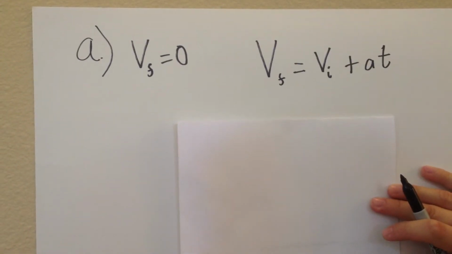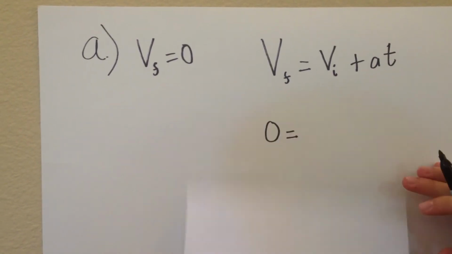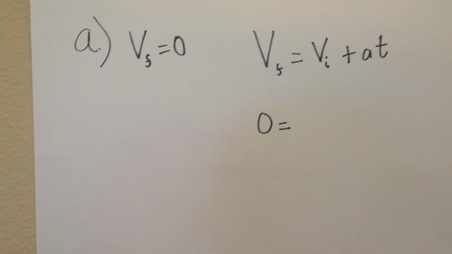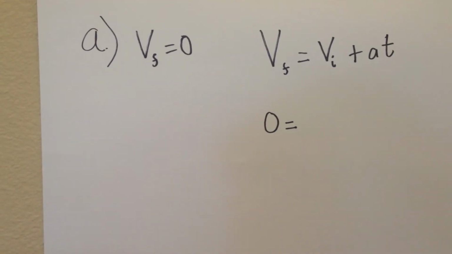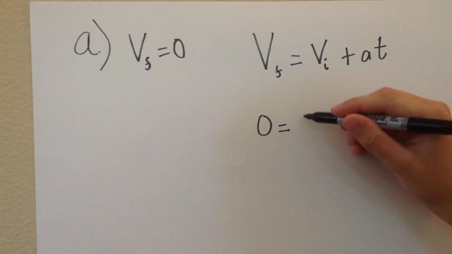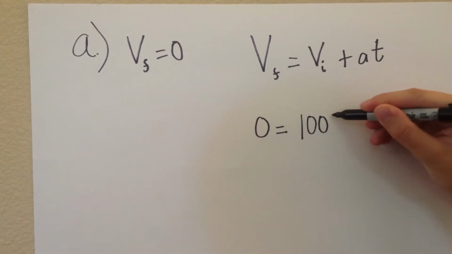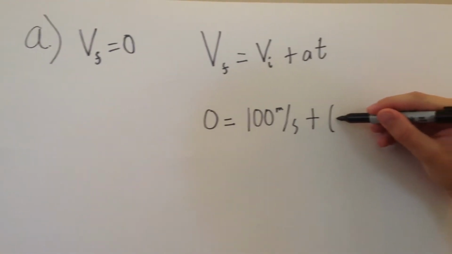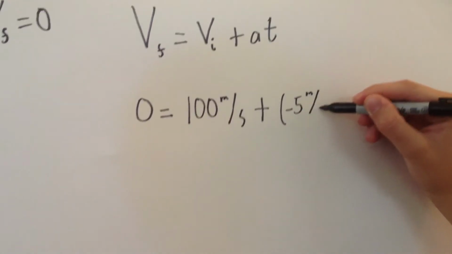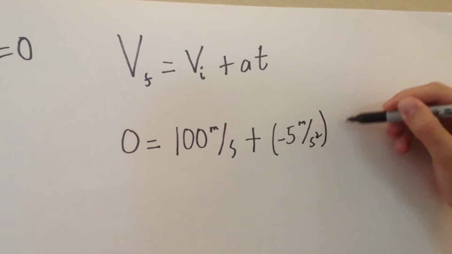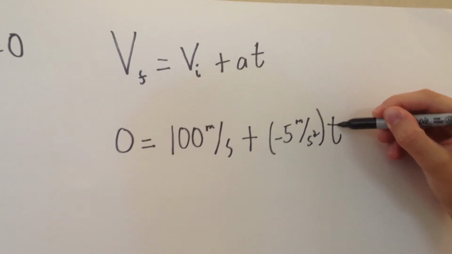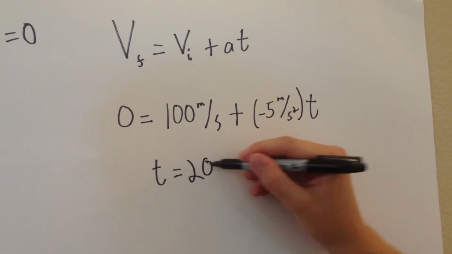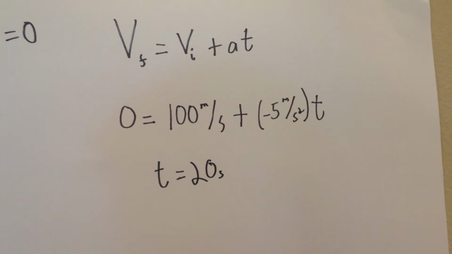Now we plug in what we know. They want V final to be 0 because that's the velocity when the plane stops. The velocity at which the plane touches the runway is 100 meters a second. Add this to its -5 meters a second squared acceleration and multiply that by t. When we solve for t, we find that it takes 20 seconds for the plane to stop.